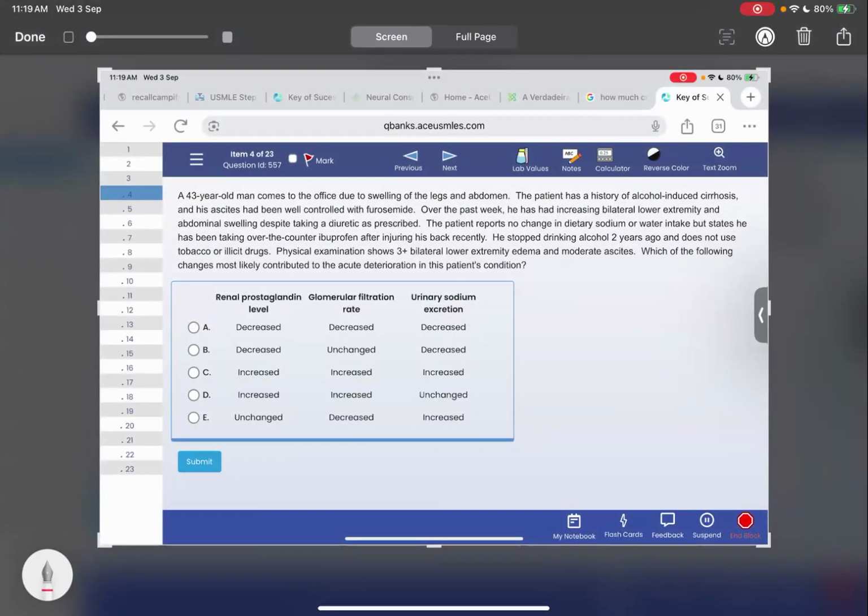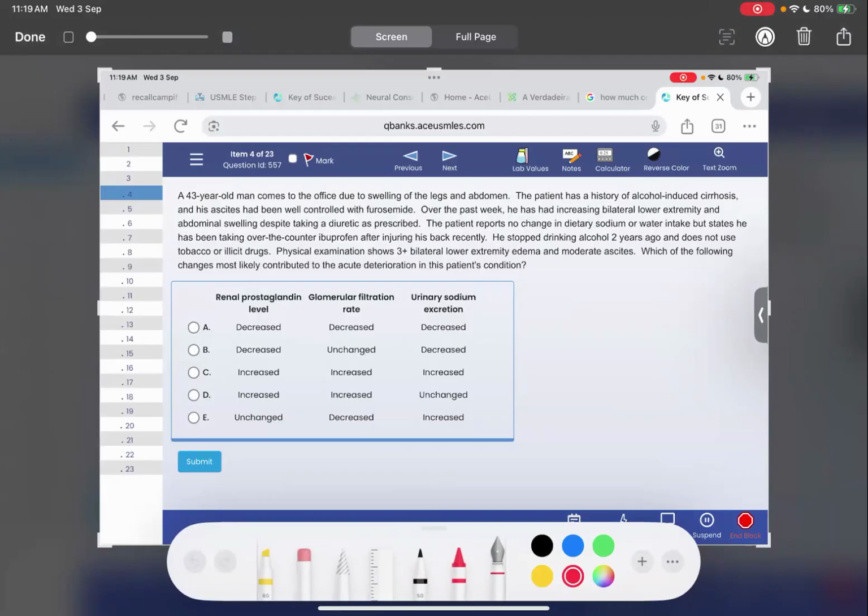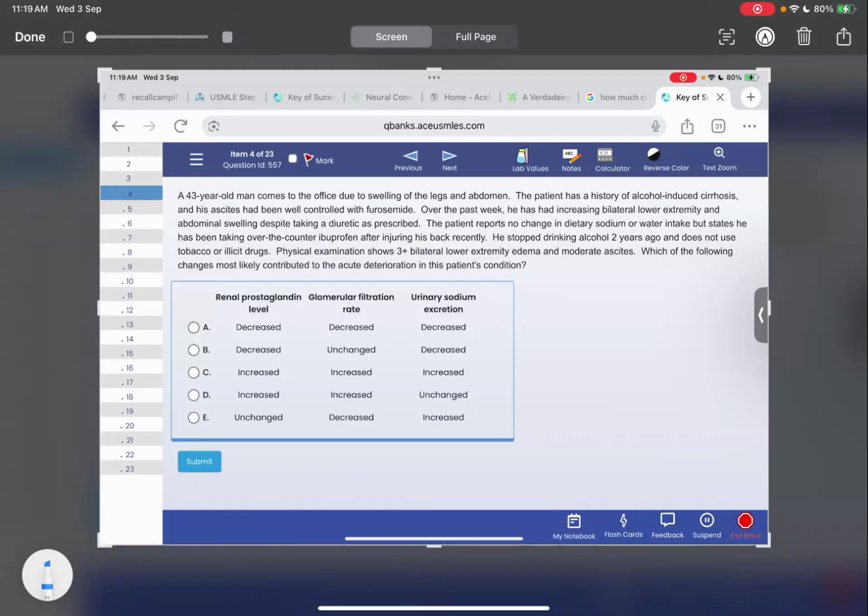So what do we have? We have ascites, like liver cirrhosis. He was taking furosemide, but currently he has started on an NSAID. We actually study the effect of NSAIDs on the arterioles. NSAIDs inhibit prostaglandin. So let me make it easy for the others. We have a patient of cirrhosis, having ascites, using diuretic, with increasing bilateral edema.